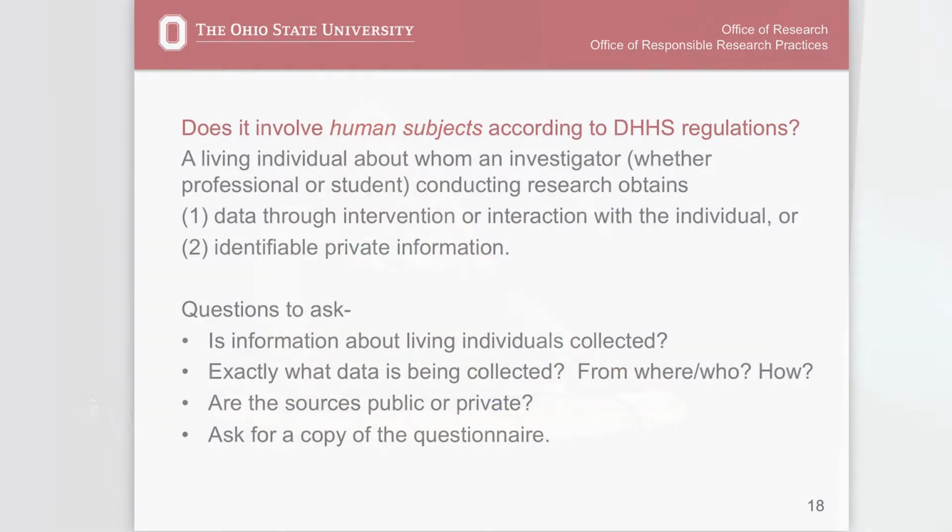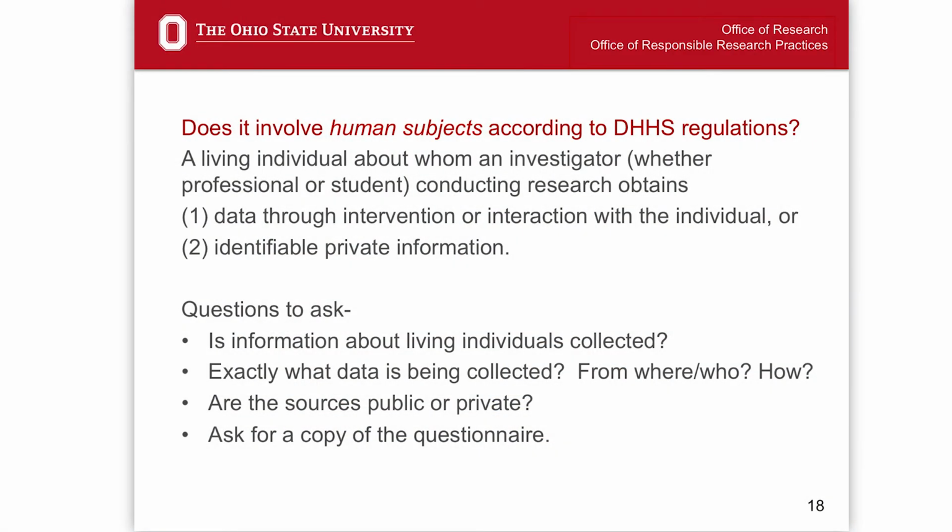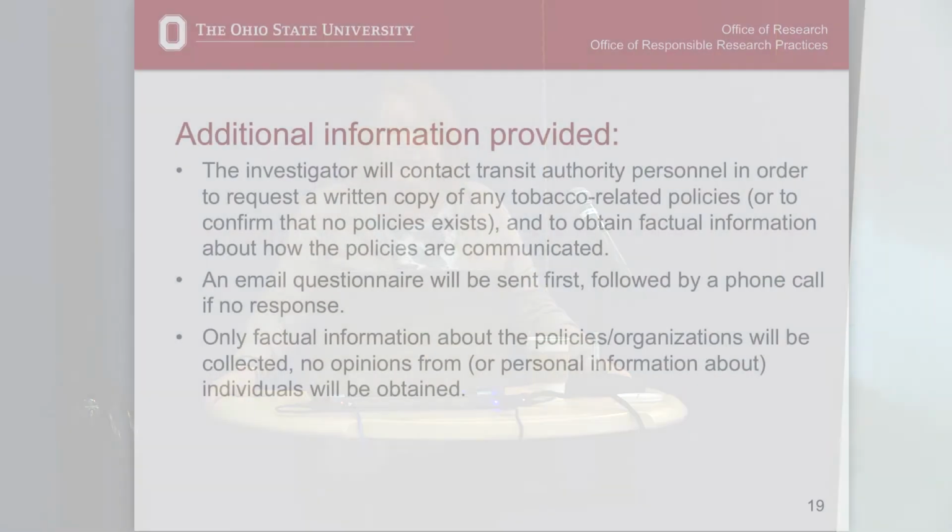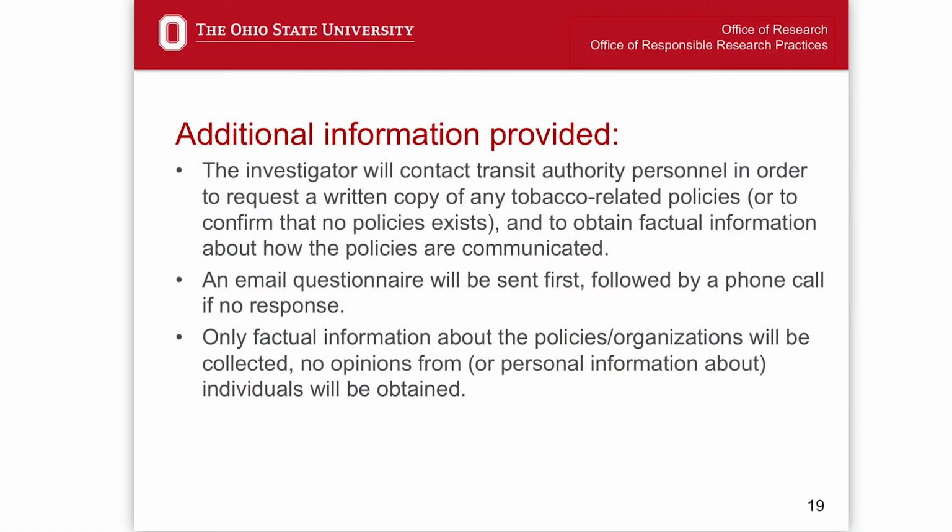Okay, again, we go back. Does it involve human subjects according to the regulations? Okay, some more info. The investigator will contact Transit Authority personnel to request a written copy of any policies and to obtain factual information about how the policies are communicated. An email questionnaire will be sent, followed by a phone call. Only factual information about the policies will be collected. No opinions from individuals will be obtained.